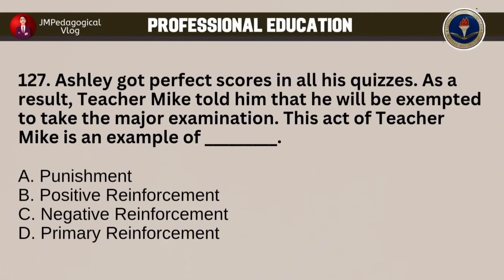127. Ashley got perfect scores in all his quizzes. As a result, Teacher Mike told him that he will be exempted from taking the major examination. This act of Teacher Mike is an example of A. Punishment. B. Positive reinforcement. C. Negative reinforcement. D. Primary reinforcement. C. Negative reinforcement.